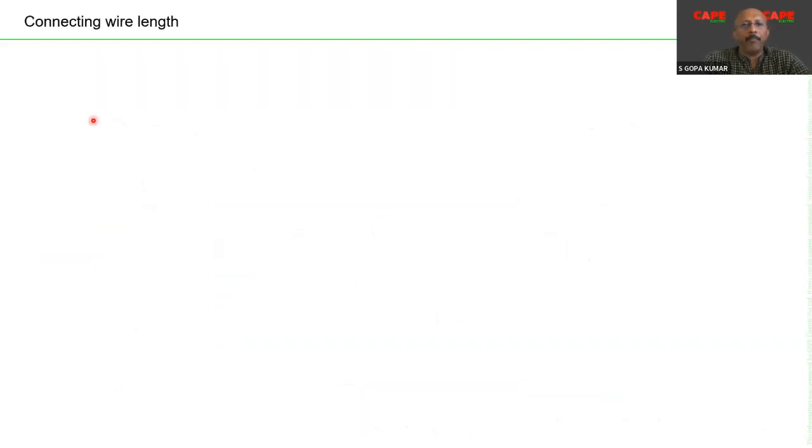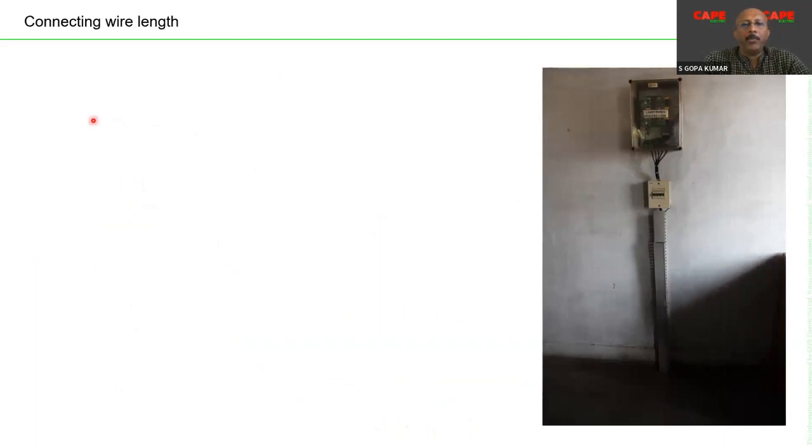Say, for example, in the picture you are seeing an SPD. You can find this kind of installation in several hundreds of locations or probably thousands of locations in India. A 4-pole SPD is connected and the line length is almost about 3 to 4 meters.